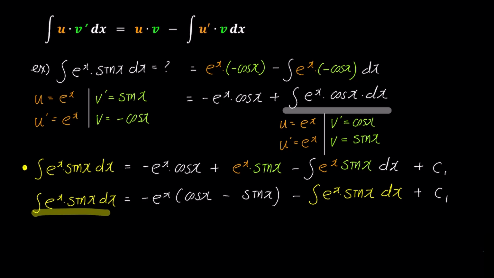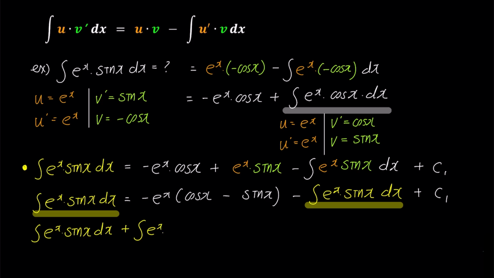I have also written the right hand side integral in yellow. Can you see now? The yellow integral expression that we are trying to find on the left hand side also exists identical in the right hand side. What should we do now? If we move this yellow integral expression to the left and simplify it, can we find the answer we are looking for? Okay, let's move the yellow integral expression to the left.